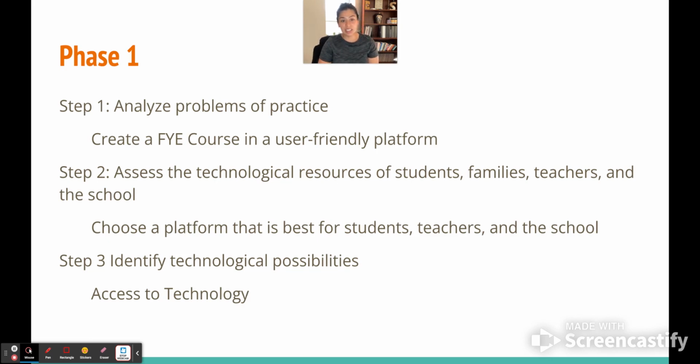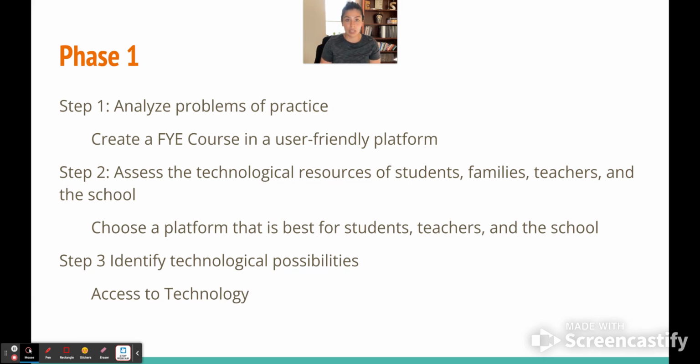Step two, we need to assess the technological resources of students, families, teachers, and the school. Many times schools already have something, and it's not wise to put something else in place if the school already has something implemented. So it's important that we do our research there. Also, think about the students and the teachers. Is this something that would make sense for these type of students or for the teachers? Are they used to this platform? So keep that in mind. In my instance, I had to choose a platform that best fit everyone. And actually, this university was starting a transition into Canvas, so it made sense for us to use Canvas and not try to do something else, because a few years from now, Canvas was going to be the platform that everyone was using.